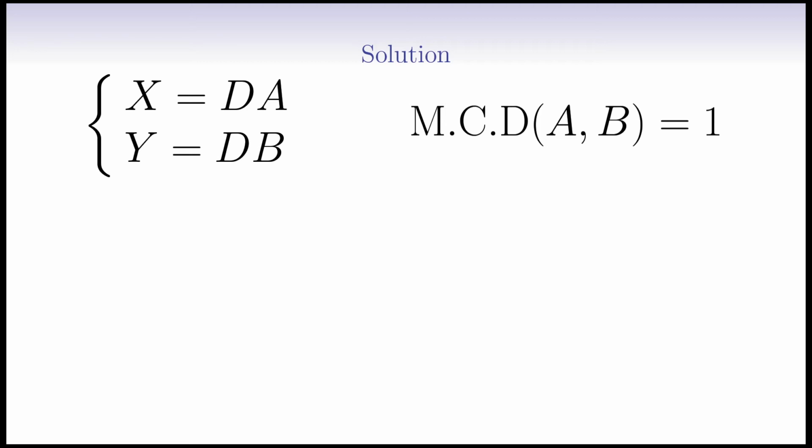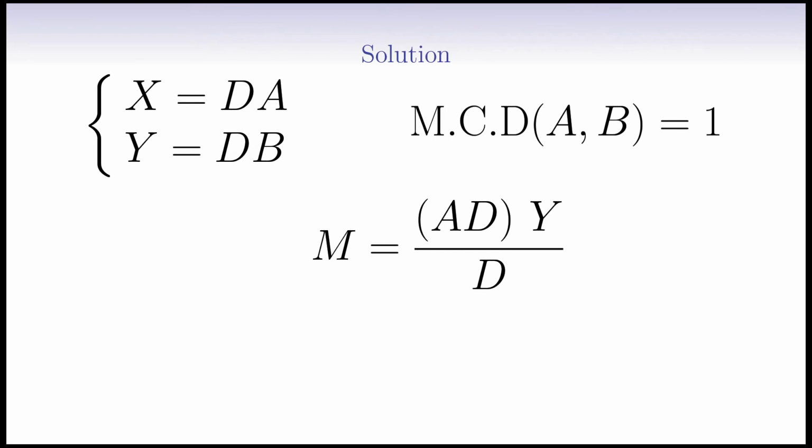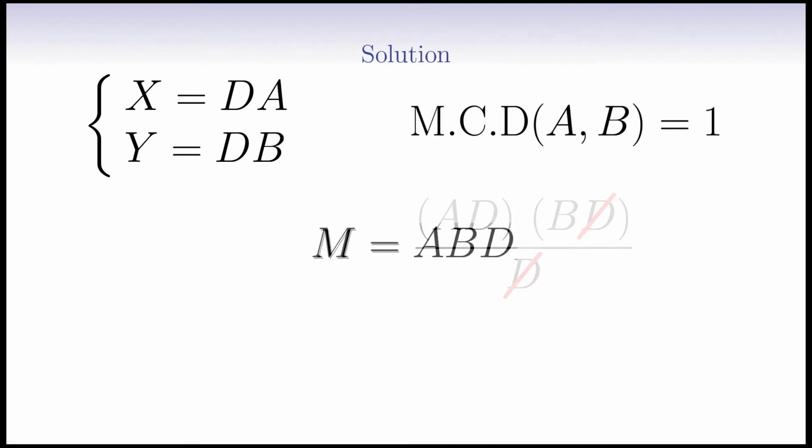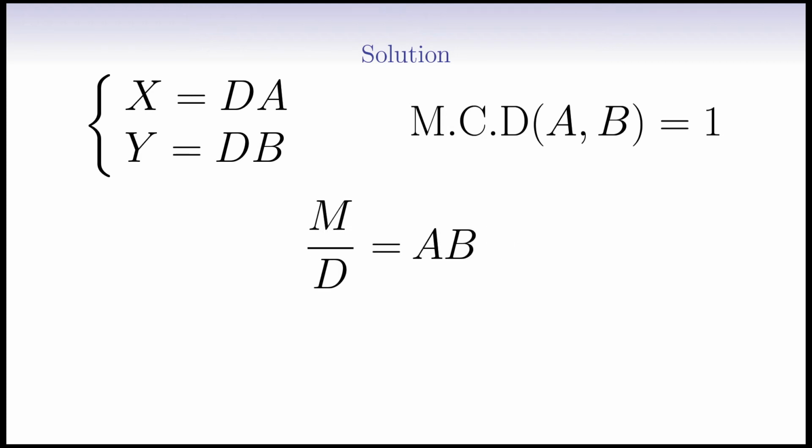Now, we go forward with the definition of the least common multiple for two numbers, which is the product of the two numbers divided by their greatest common divisor. So, m is equal to x multiplied by y divided by d. We replace x by d multiplied by a, and similarly, y by d multiplied by b. Then, we cancel the d on the bottom of the fraction with one d on top of the fraction. Next, we divide both sides by d. In the end, the simplified relation is a multiplied by b is equal to m divided by d.